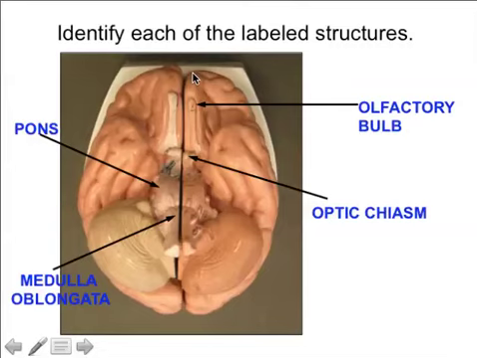Down here you can see the floor of the brain. You can see the olfactory bulb here. This is the first cranial nerve, provides our sense of smell. Here you can see the pons and the medulla oblongata and the associated cranial nerves. Here is the optic chiasm. Okay, this is where cranial nerve number 2, the optic nerve, crosses from right to left and left to right. This provides our sense of vision.